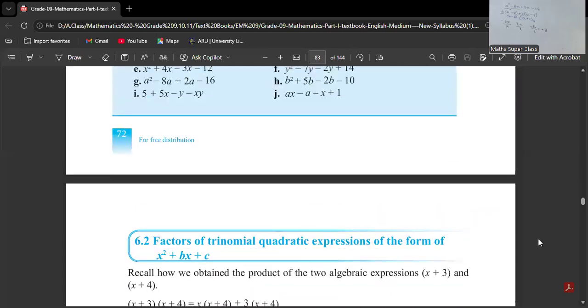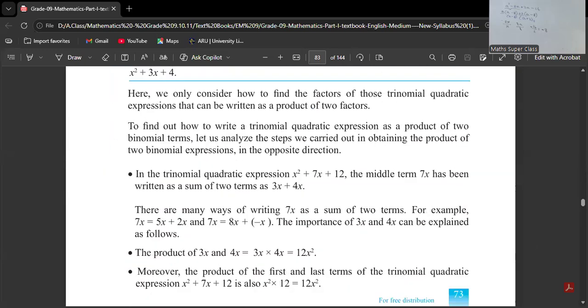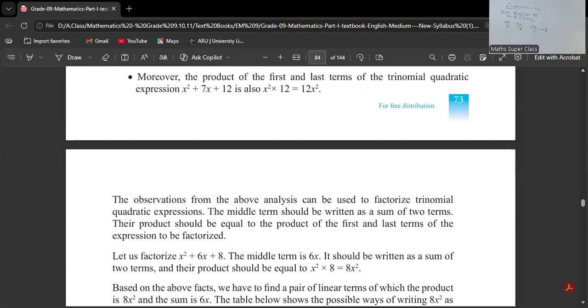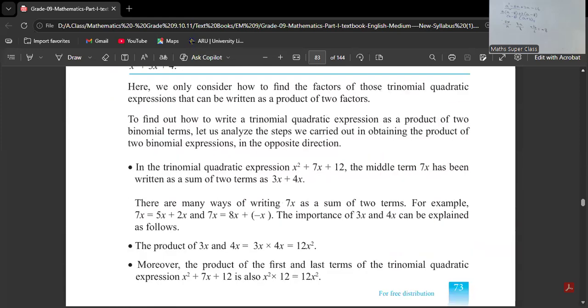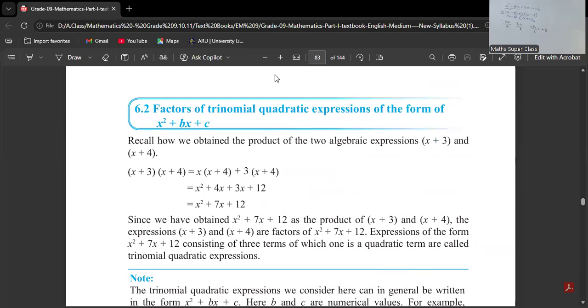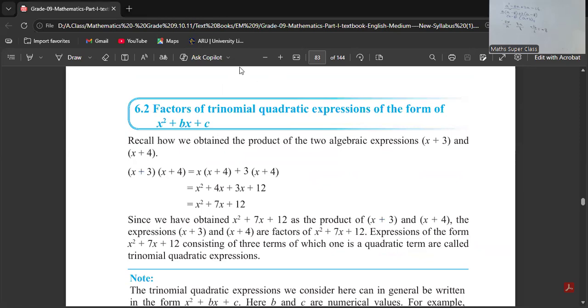Okay, this is the topic here: factors of trinomial quadratic expressions of the form x square plus bx plus c. This is our subtopic. Okay, write down this one.